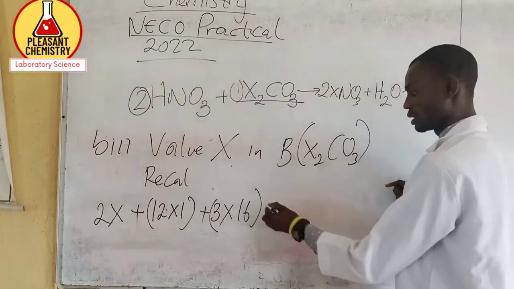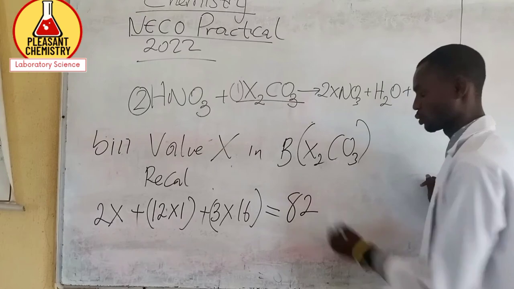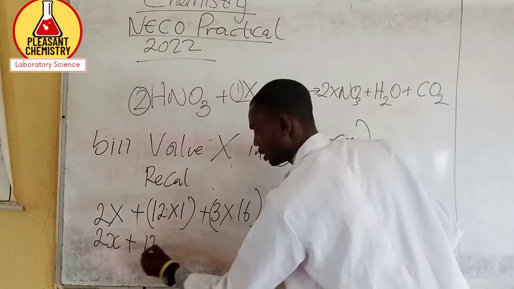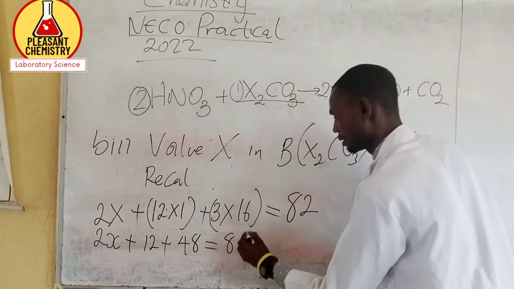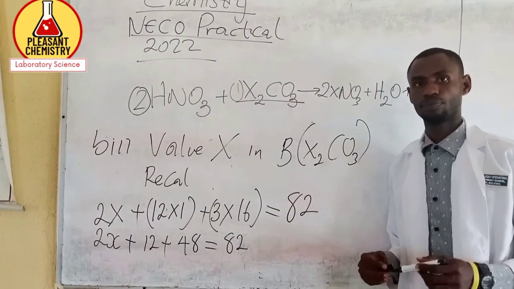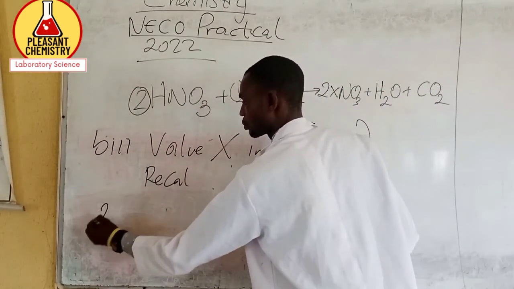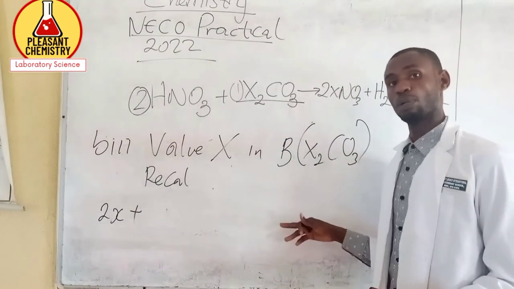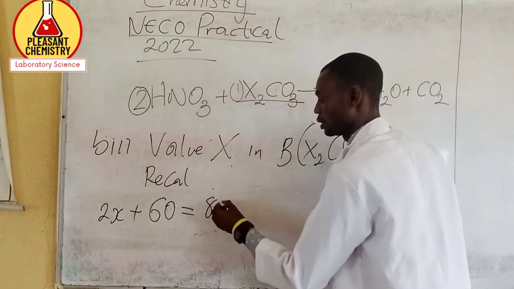So the addition of all these must give us the molar mass. And we have calculated the molar mass initially, which is 82. So adding all this together, 2x plus 12 plus 48 equal to 82. So when we add it together, we are going to have 2x plus 48 plus 12. That will give us 60 is equal to 82.